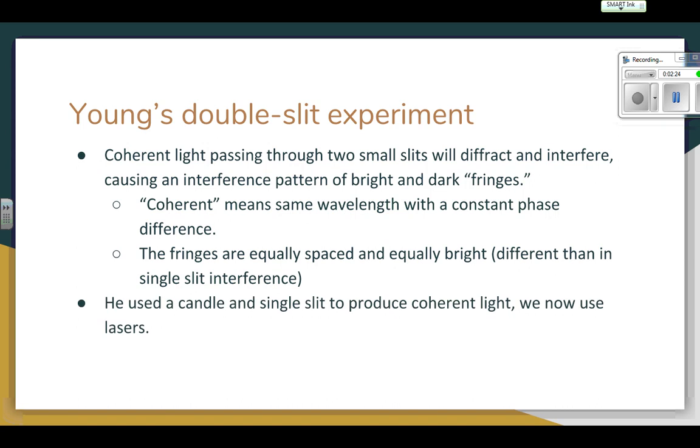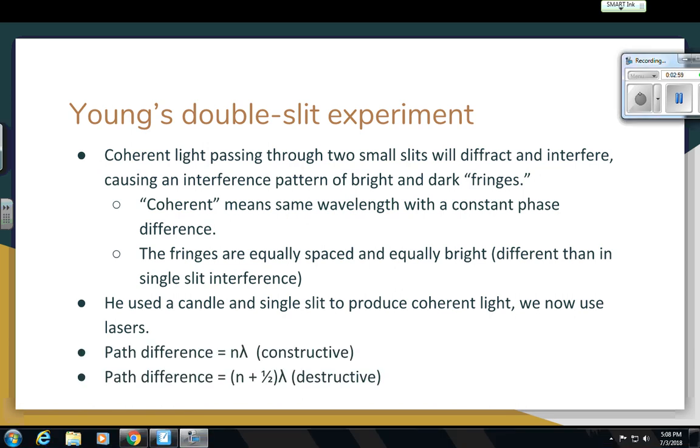How was Young able to do this in the early 1900s? Well, he used a candle as his light source, and he passed the light of that candle through a single slit where it would diffract, and then it would hit the screen that had the two slits before going to the final screen. This helped ensure that the light going through the double slits was coherent, that it was in phase, or at least had a constant phase shift. Nowadays, when we do this kind of experiment, we use laser light, which by definition, the way it's created, is coherent light.